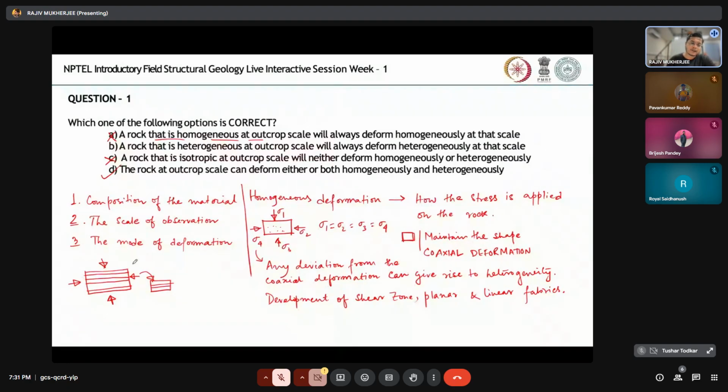So if I can do that, then obviously, in theory, I could preserve the structure as it was before the deformation, right? So that says not necessarily, if you have compositional heterogeneity, we will always develop heterogeneous deformation. So in that sense, option B is also discarded, and that brings us to the only option that is valid. That also makes sense, that a rock at outcrop scale can deform either or both homogeneously and heterogeneously, just because there are certain deviations from the coaxial mode of deformation that can give rise to the heterogeneity.